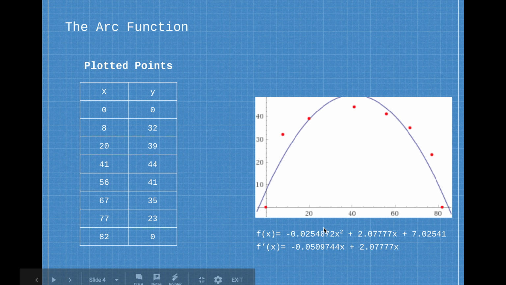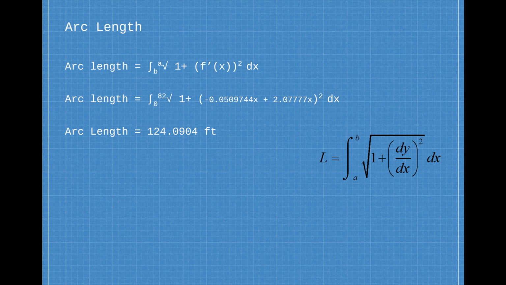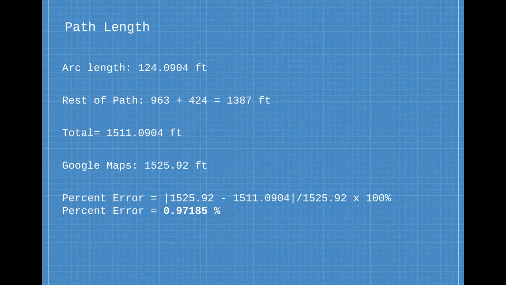And then I decided to take the derivative of the function in order to later plug that into our arc length formula. So for the arc length, I used the arc length formula from the points 0 to 82, and I plugged in the derivative of the function and plugged this all back into my graphing calculator and found that the length of the arc was 124.0904 feet.